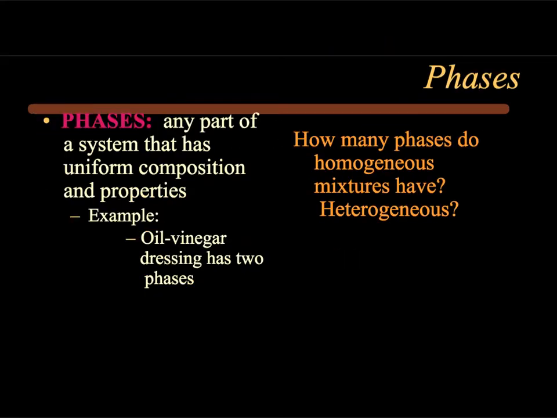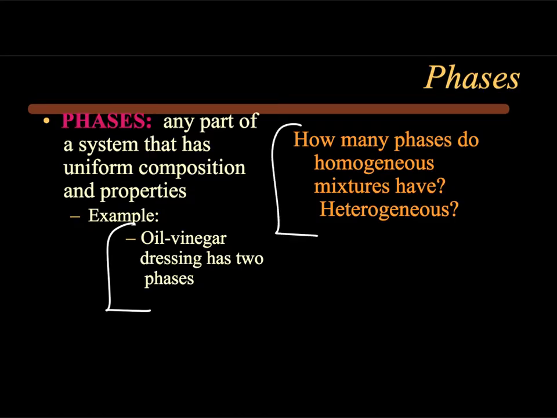So now we're going to talk about phases. The phases are basically the layers that it may separate into, or the different regions, okay? So they give you an example here. Oil and vinegar, like salad dressing, it has two phases. It'll have the oil phase, and then it will have the vinegar phase.